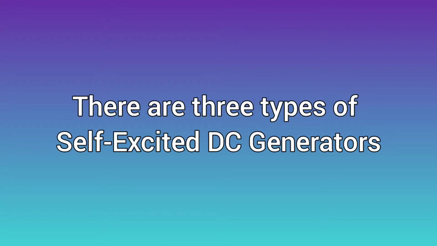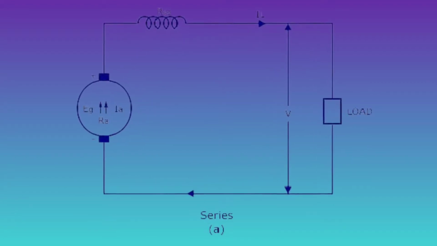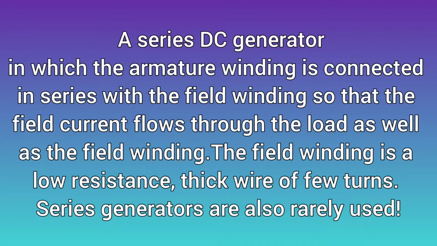There are three types of self-excited DC generators. They are DC series generator, DC shunt generator, and DC compound generator. But we only discuss the DC series generator. A series DC generator is one in which the armature winding is connected in series with the field winding, so that the field current flows through the load as well as the field winding. The field winding is a low resistance, thick wire of few turns. Series generators are also rarely used.